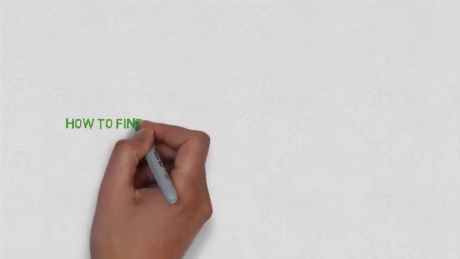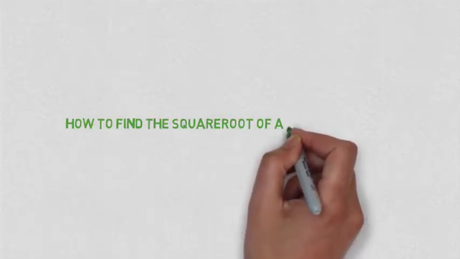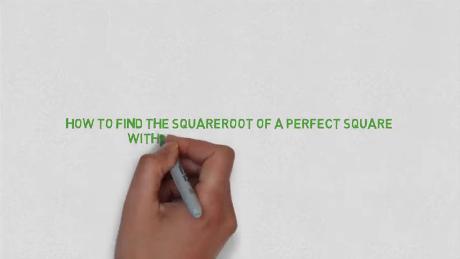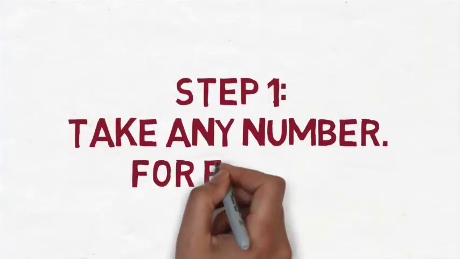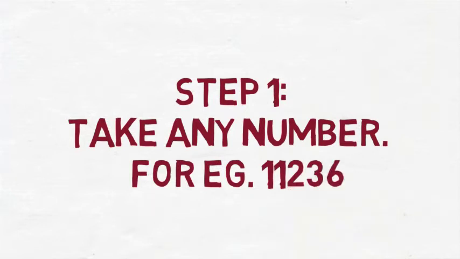Today we are going to look at how to find the square root of a perfect square number within seconds. Step 1. Take any number, for example 11236.